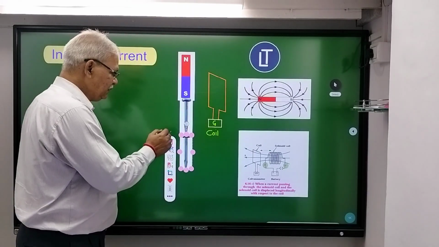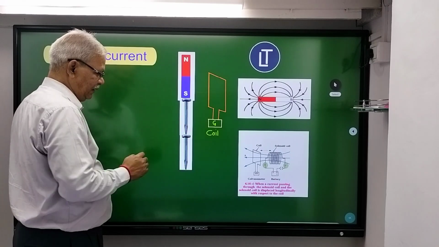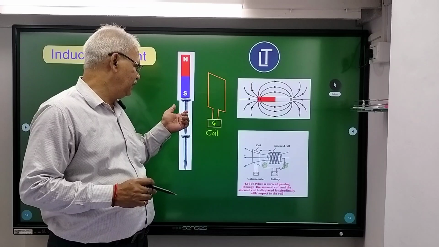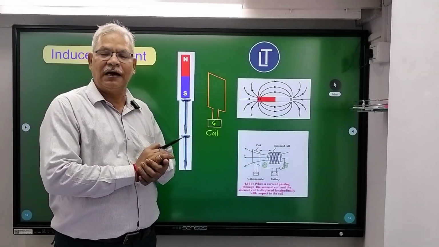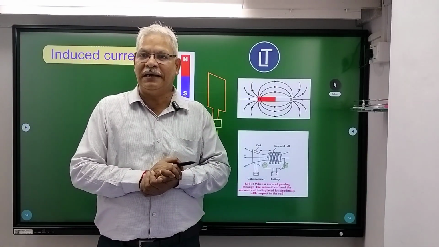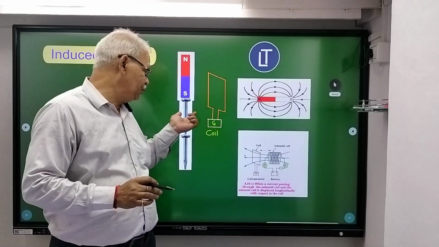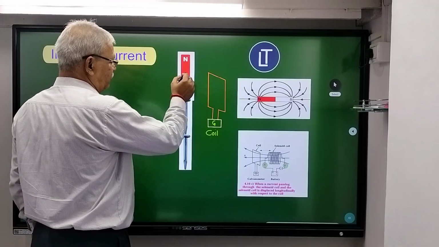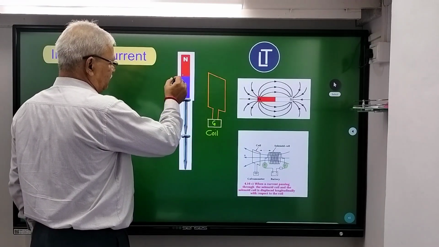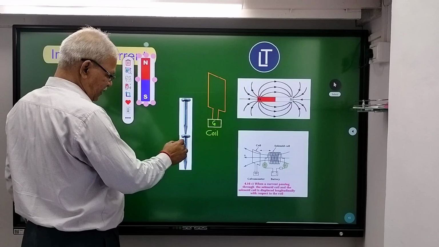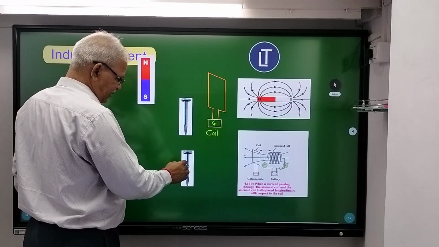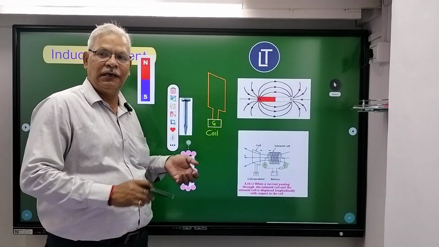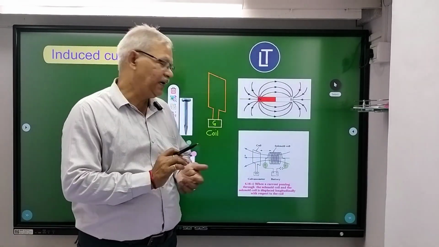Why is this behaving like a magnet? Because it gets a magnetic field from this magnet, or you can say magnetic power is induced in this nail. As soon as you are going to remove this from here, what will happen? This nail will fall down. Means now this nail loses its magnetic power.